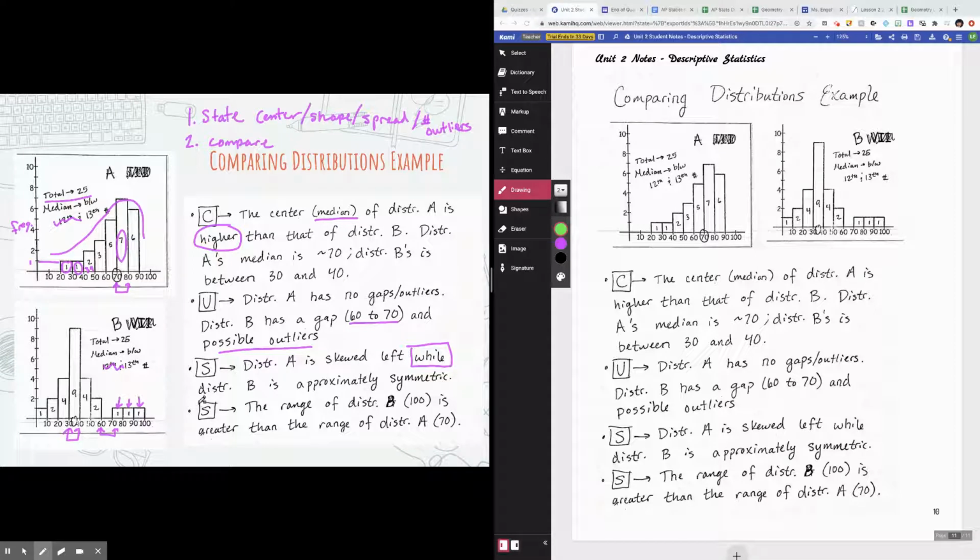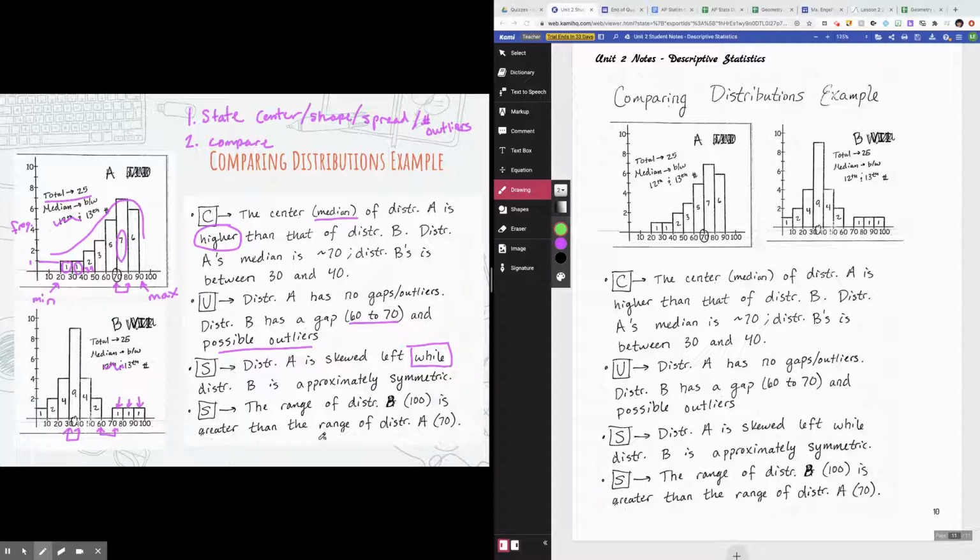Okay. All right. And then last bit here is spread. So with spread, with a histogram, you really have to talk about range. You can't really talk about standard deviation or IQR unless they give it to you. Okay, but range is something that I can pick out, right? In distribution A, for example, I know my max number has to be 90, and my min number, right, can't be any lower than 20.